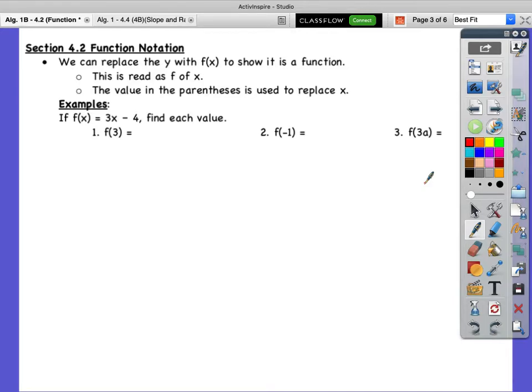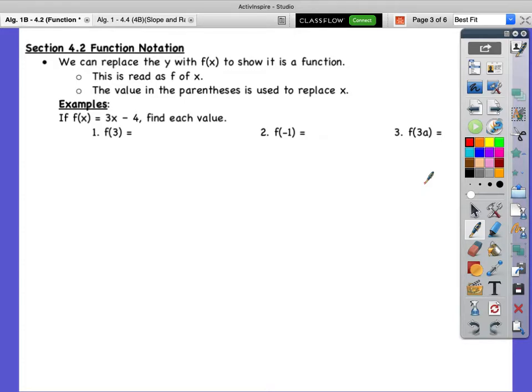So in function notation, if we replace in our equations, we had y equals 2x plus 1 before. If we replace the y with this f parentheses x, we show it's a function. That just tells us it's a function. They're the same thing, y and this f parentheses x, okay? We read it as f of x.